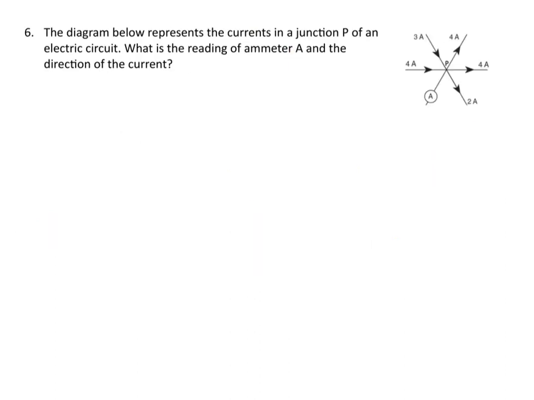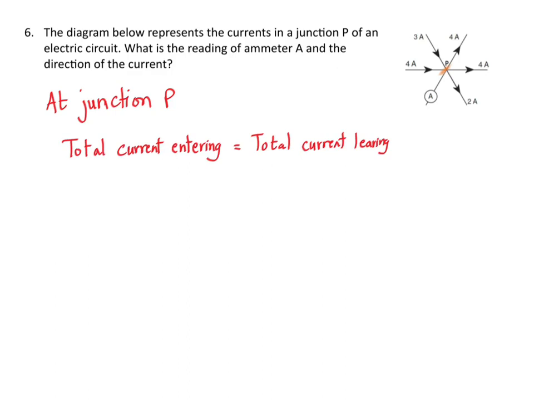Next we have a problem on Kirchhoff's junction rule. Junction rule says that the total current entering the junction P should be equal to the total current leaving the junction. So we can see that there is a junction P where the currents are entering and leaving. So Kirchhoff's junction rule says that total current entering should be equal to total current leaving. Also remember that Kirchhoff's junction rule is based on conservation of charge.